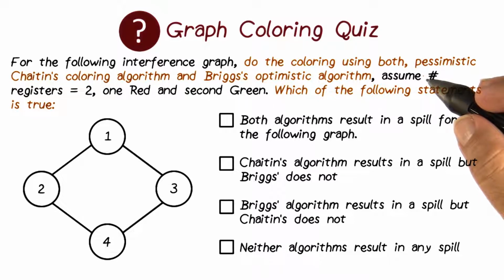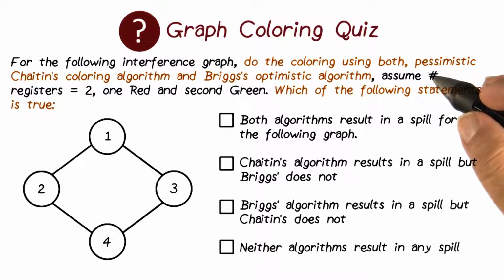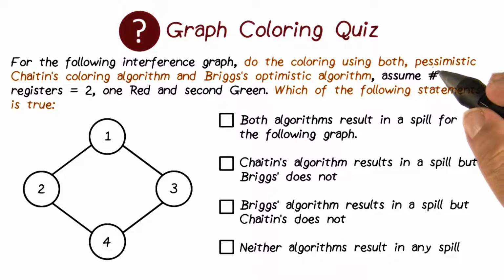So having understood these two different algorithms, now let us test our knowledge if they are the same or they are different, especially on an important graph that we encounter in practice. So here is a graph which is called the diamond graph, and here is a question. For the following interference graph, do the coloring using both pessimistic Chaitin's coloring algorithm and Briggs optimistic algorithm result in spill? Assume number of registers to be equal to 2, one red and one green. And which of the statements is true with regard to these coloring algorithms?